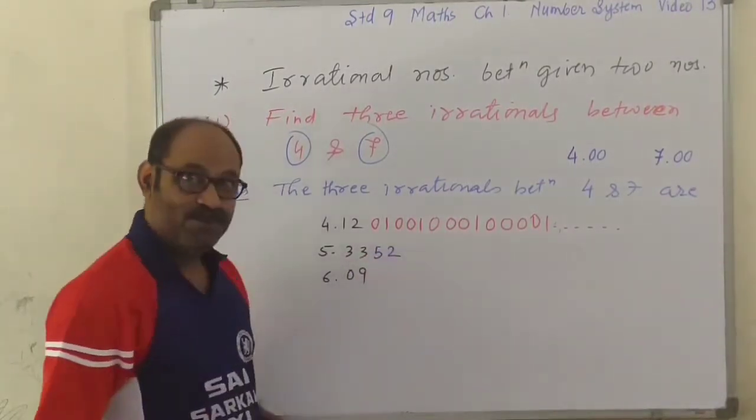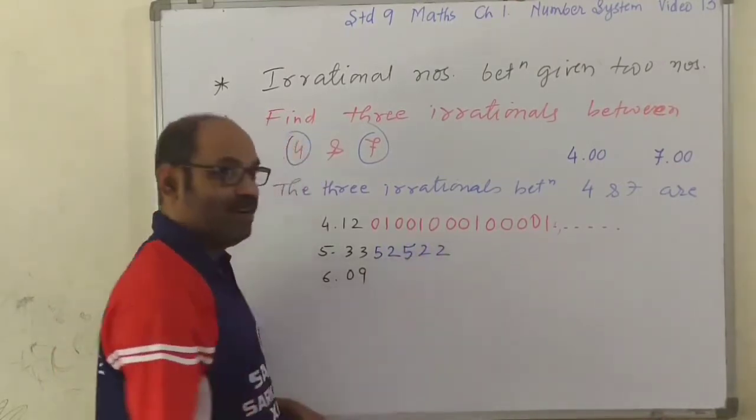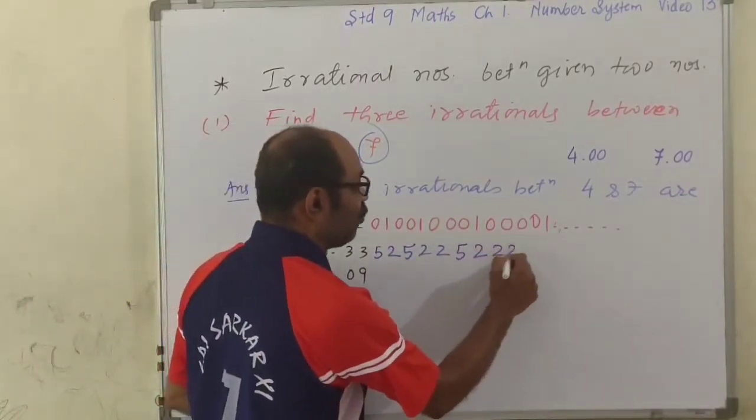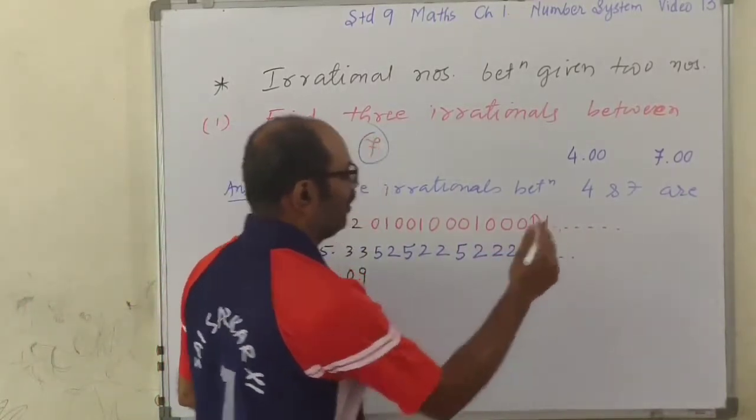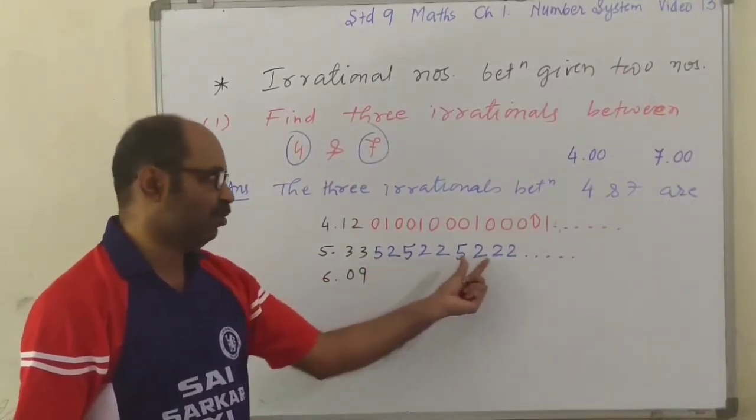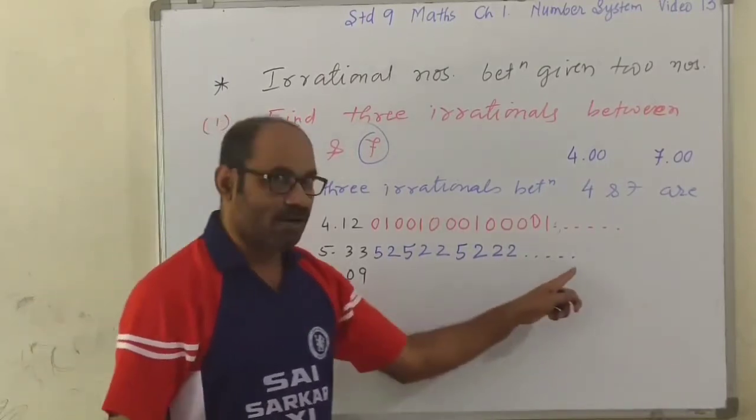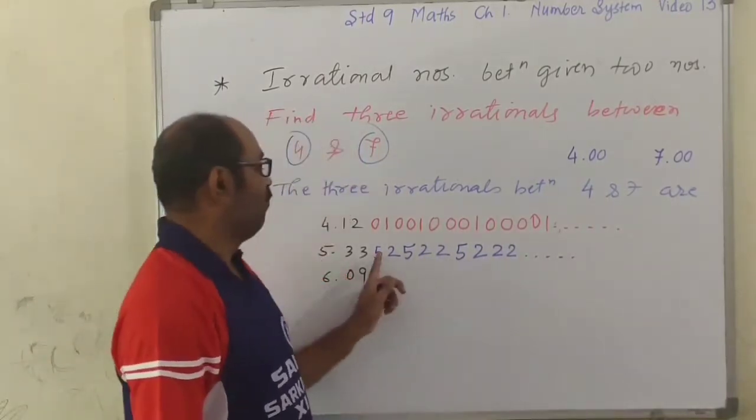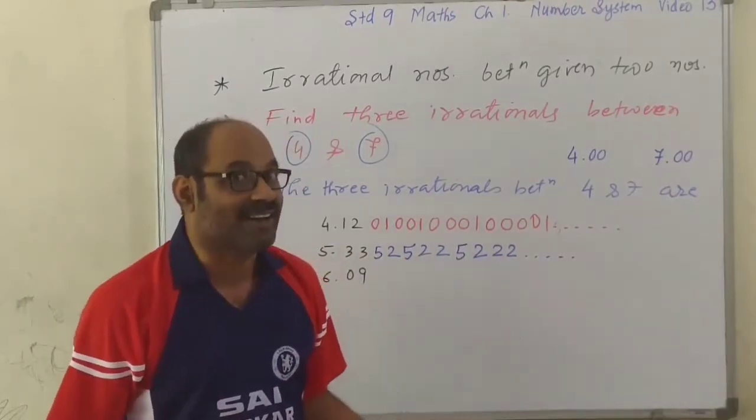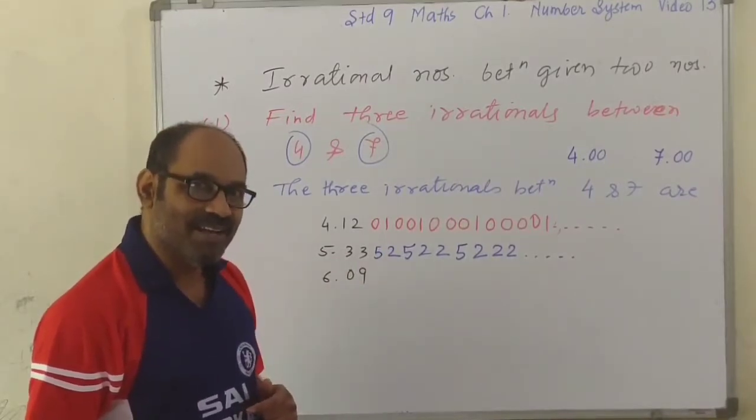5 2, 5 2 2. I am increasing the 2s now. 5 2 2 2, dot dot dot dot. That's enough. From here we realize 5 2, then 5 2 2, then 5 2 2 2. So the dot dot dot says non-terminating. And 5 2, 5 2 2, 5 2 2 2 shows it is not recurring. So this is an irrational number. Are you getting me?